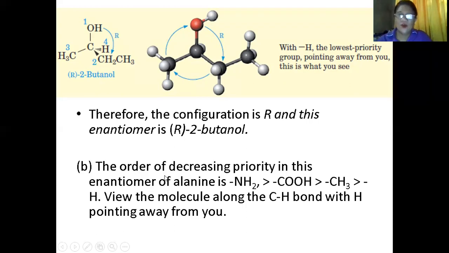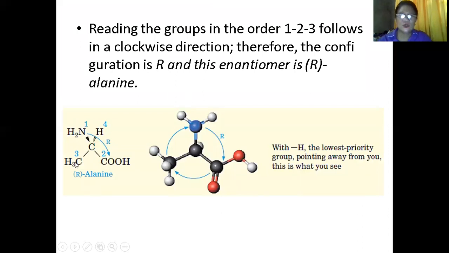So, the order of decreasing priority in this enantiomer of alanine is NH2, 1, COOH, 2, then CH3, 3, then H. Let us view now the molecule. This is 1, then this is 2, and this is 3. So it's still clockwise. The 4 is not involved, because it is away from you. But if the direction of 1, 2, 3 is counterclockwise, it is S. So that is what is meant by R: R is clockwise configuration, while S is counterclockwise configuration.